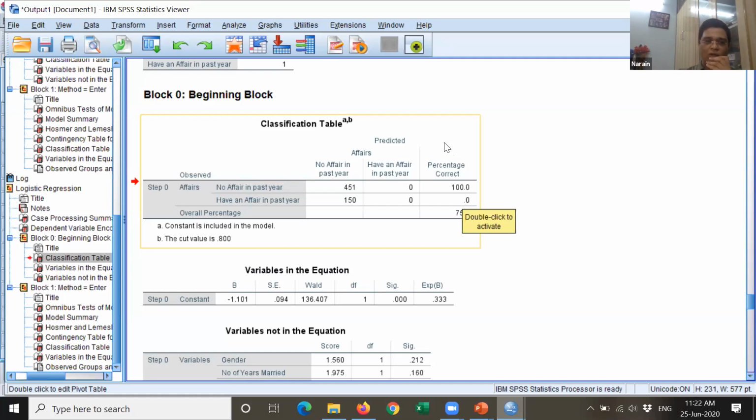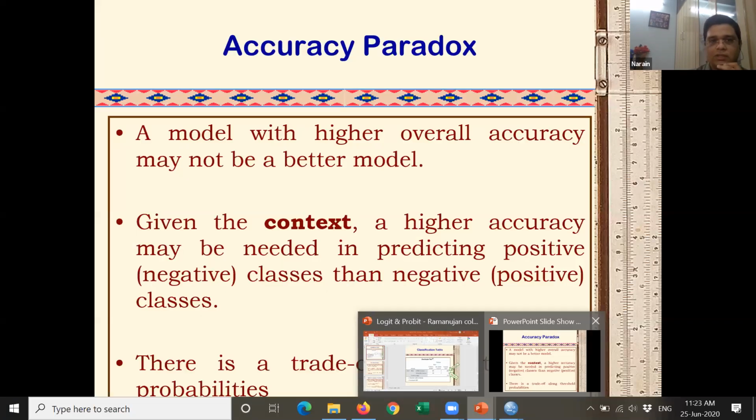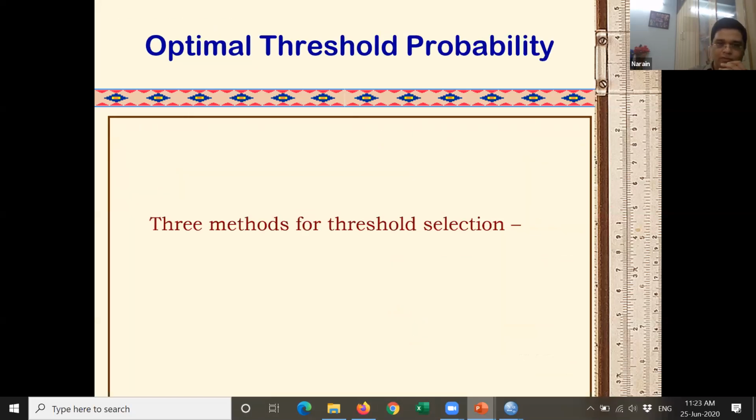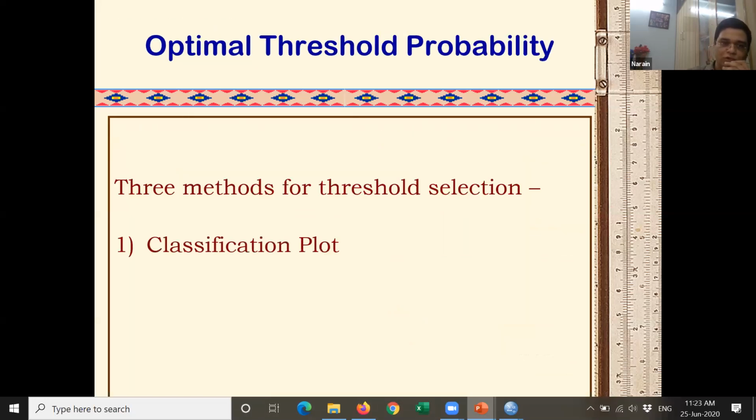And this is the whole game of what is my cutoff. What is my cutoff probability? Should it be left as 0.5? Should it be 0.8? What should be the number? So there comes our task of saying what is the optimal threshold probability. What should be the optimal threshold probability?